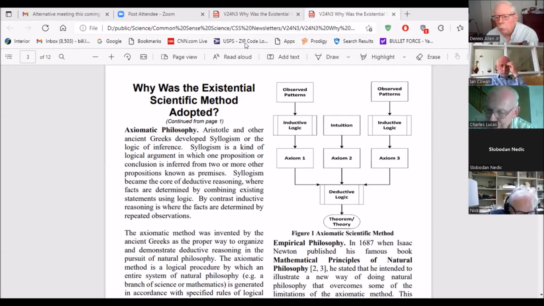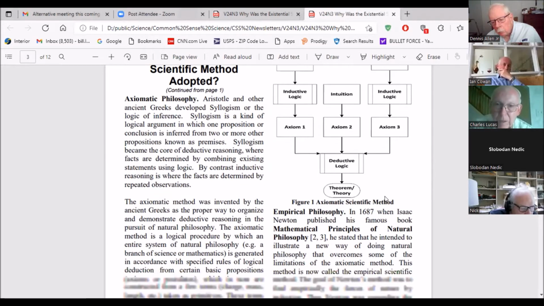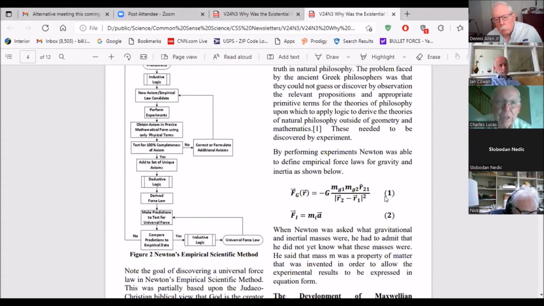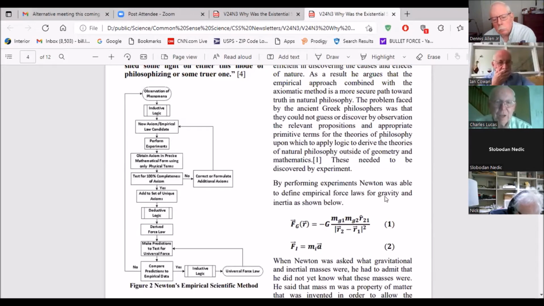And so one of the tasks that Isaac Newton did was he was trying to figure out how to make your scientific method so you can find the universal force if it exists. So I'm going to go down over here on the left, and you'll see Newton's empirical scientific method. Isaac Newton thought that he should be able to find the universal force, and this is the diagram that shows how his scientific method differs from the Greeks.